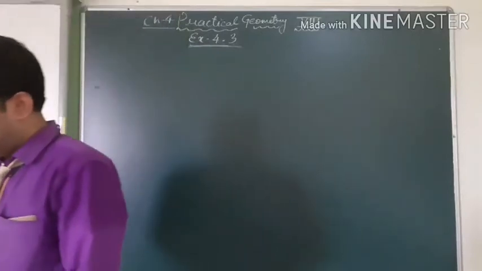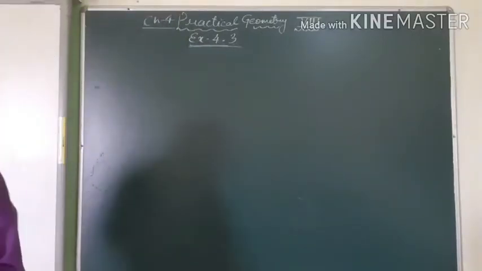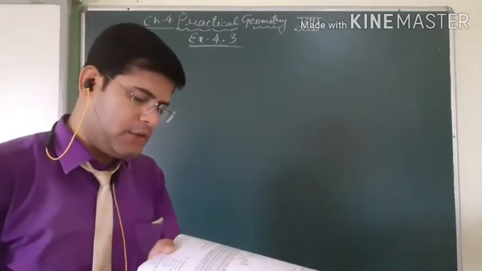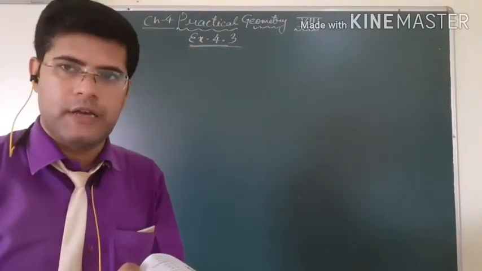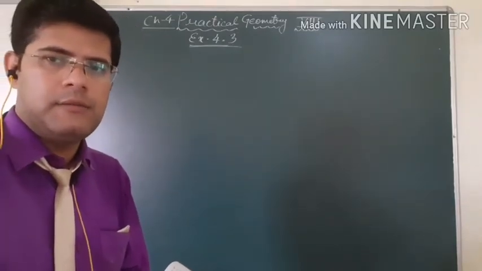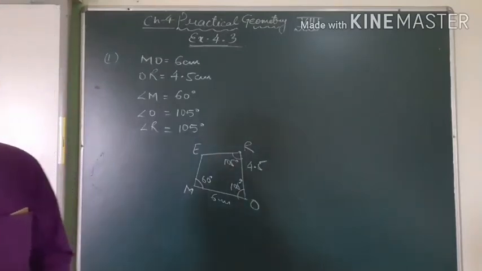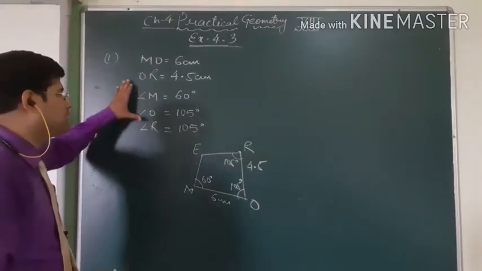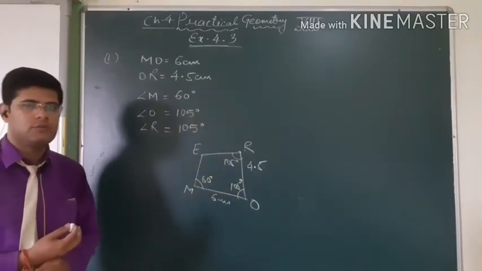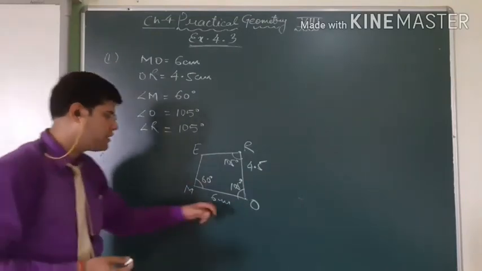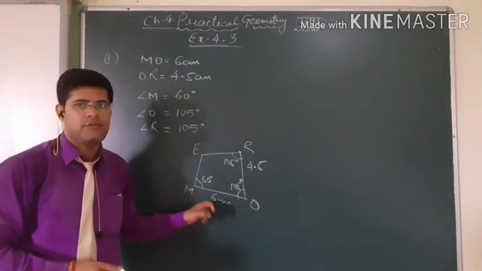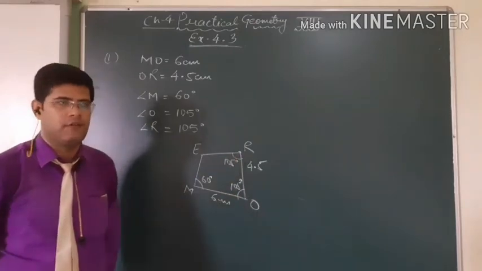Okay students, in exercise 4.3, here is a quadrilateral MORE in which MO is 6, OR is 4.5 and three angles M, O and R are given as 60, 105 and 105 respectively. So firstly write this sum. Here 5 parts are given. This one is referred to sum rule number 3, where three angles and two sides are given, and the two sides must be consecutive, or we can say adjacent sides. So these two are adjacent sides and three angles are given: 60, 105 and 105.